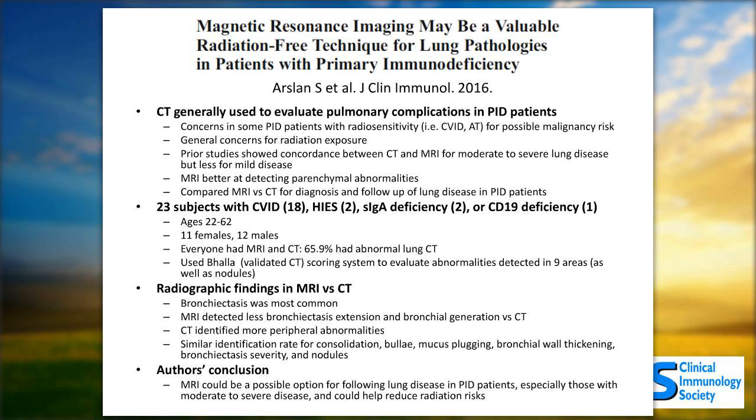So in terms of radiographic findings in the MRI scans versus the CAT scans, they found in most of the PID patients that bronchiectasis was the most common finding. However, the MRI scans seem to detect less bronchiectasis extension and bronchial generation versus the CAT scans. The CAT scans also identified more peripheral abnormalities versus the MRIs. However, in terms of identifying consolidation, bullae, mucus plugging, bronchial wall thickening, severity of bronchiectasis according to the scoring system, and the nodules, the MRIs and the CTs seem to have a similar identification rate.